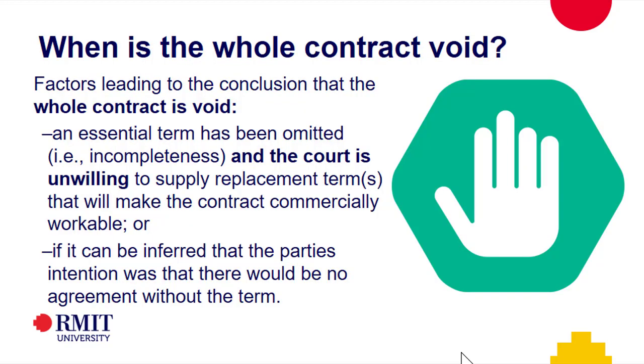So when is the whole contract void? Factors leading to the conclusion the whole contract is void really go to, are we missing an essential term? So when we looked at what those essential terms are, can we not identify what piece of land we're talking about? Can we not identify who the parties are? Are we vague and uncertain as to what the price is or how it's going to be calculated? If we fail on an essential term, then chances are the whole of the agreement fails.